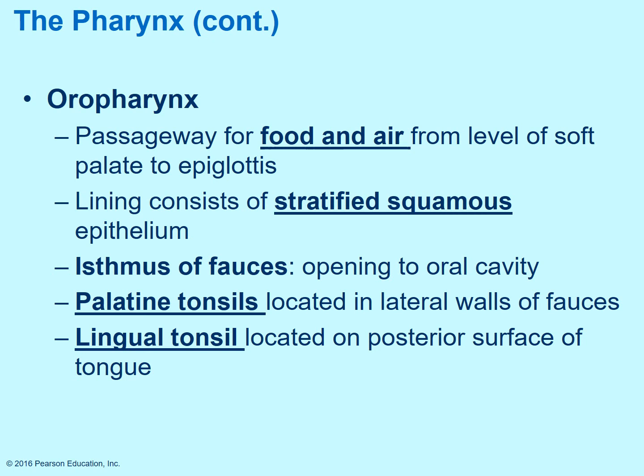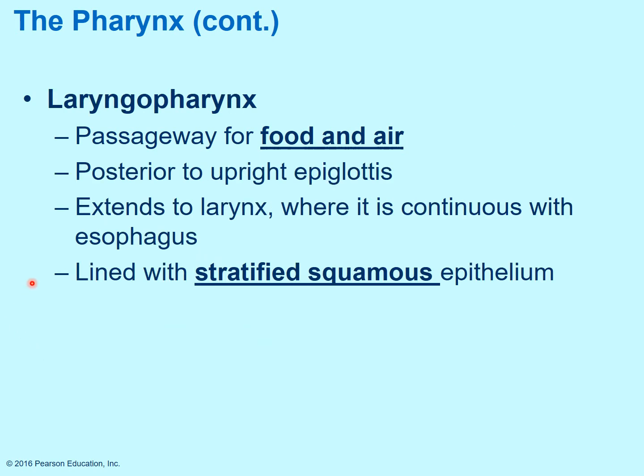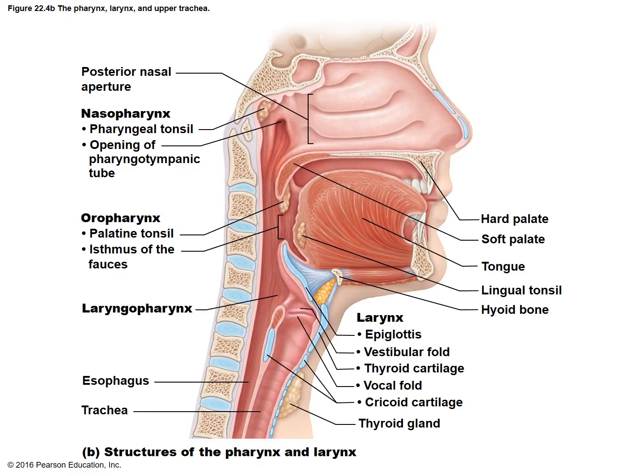As I said, the oropharynx comes near the back of the mouth, and so it's shared with the digestive system whenever you swallow food, or if you're breathing through your mouth, it will go through here. So it goes from the soft palate to the epiglottis. You do have both the palatine tonsils and the lingual tonsils associated. The laryngeal pharynx is for both food and air. It is posterior to the epiglottis. Once again, this is showing things such as the palatine tonsils here, pharyngeal tonsils here, over here your lingual tonsils, and the three different components of the pharynx.